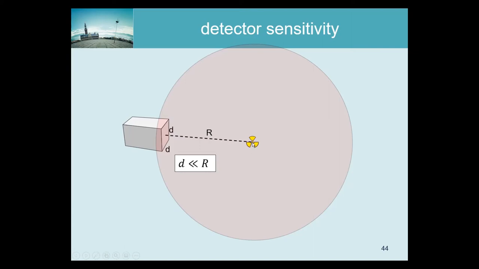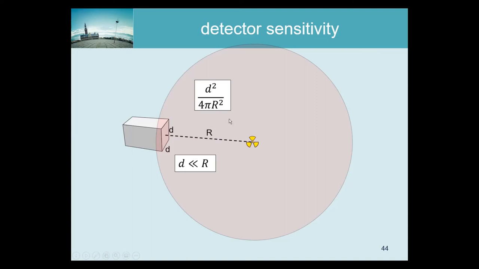And now we know that photons are emitted uniformly in all directions. So that means that statistically, or on the average, every point in the sphere will see the same amount of photons. And therefore, the fraction that will reach that detector is simply the ratio of this area, which is d squared, divided by the total area of the sphere, which is 4 pi r squared.